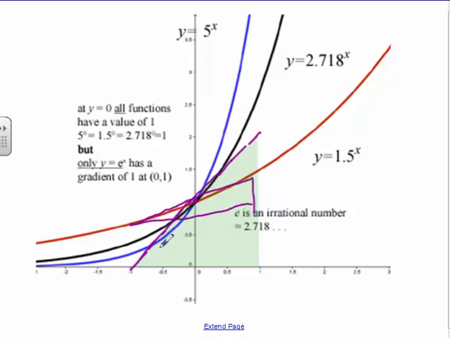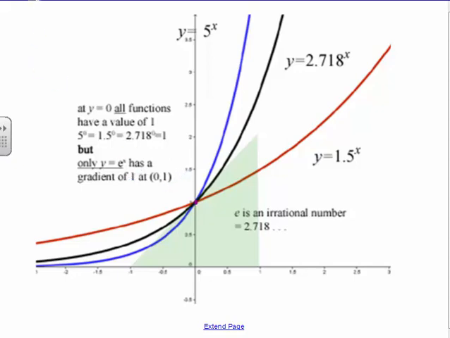This one right here does not have a slope of 1. It's a little bit too low. And this graph right here does not have a slope of 1 either. It's a little bit too high. But e to the x is the only graph where when you find its slope at the y-intercept, it's 1. And that's really important because you know how the y-intercept of all exponential functions is 1? If you want it to derive to itself, it had better have a derivative which is 1 at the y-intercept, which is 1. If that makes sense. So only y equals e to the x has a gradient, which is a slope of 1 at 0, 1.